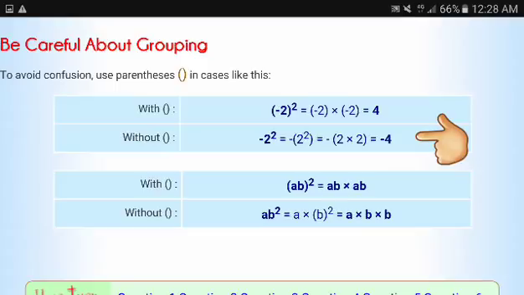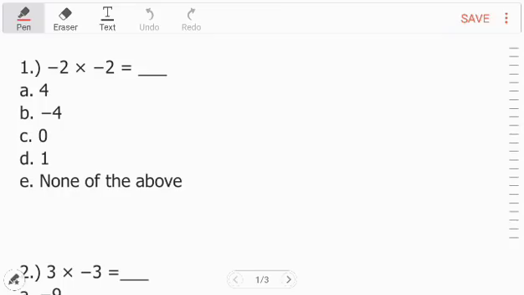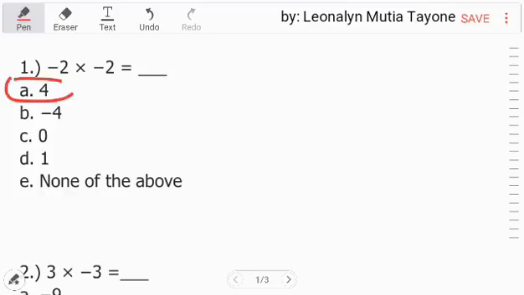Negative 2 raised to 2 is equal to negative, outside the parentheses, then 2 to the exponent of 2. Or, negative outside, 2 times 2 equals negative 4. Number 1. Negative 2 times negative 2. When we multiply negative times negative, our answer must be positive. So this is positive 4.